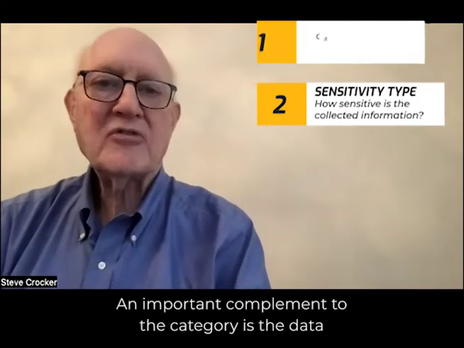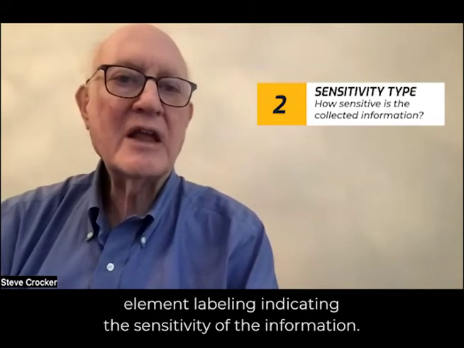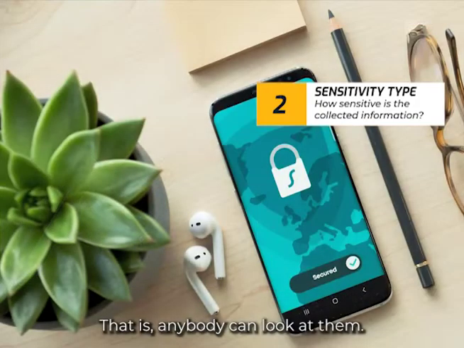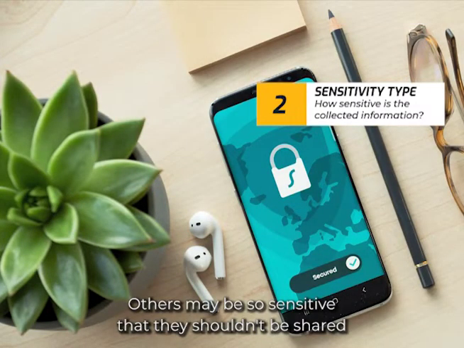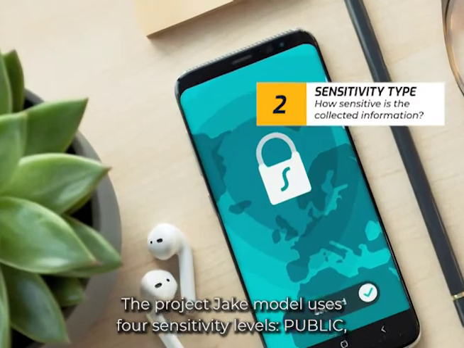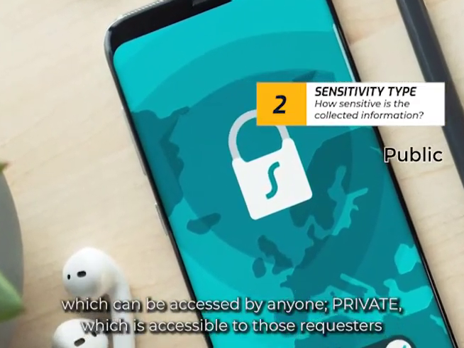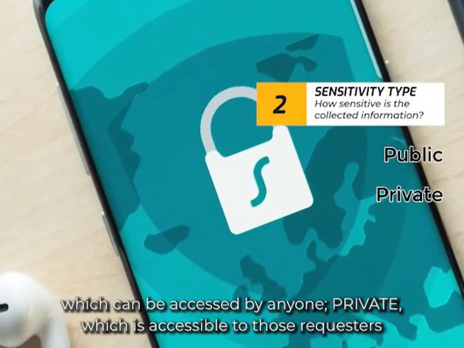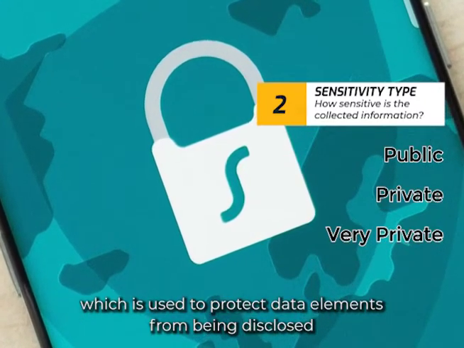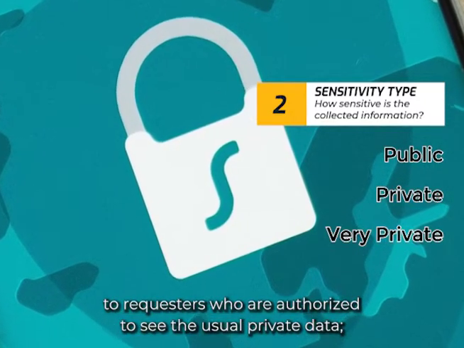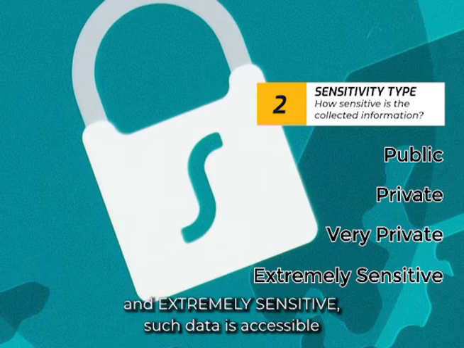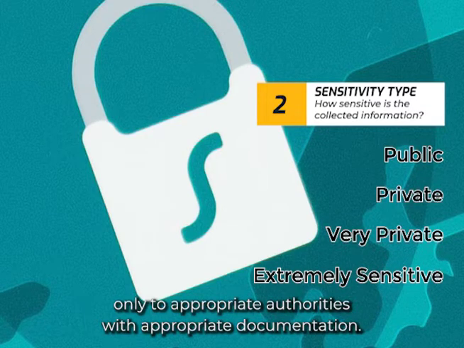An important complement to the category is the data element labeling indicating the sensitivity of the information. Some data elements may be publicly available, that is, anybody can look at them. Others may be so sensitive that they shouldn't be shared except under very controlled circumstances. The Project Jake model uses 4 sensitivity levels: public, which can be accessed by anyone; private, which is accessible to those requesters authorized to see private data; very private, which is used to protect data elements from being disclosed to requesters who are authorized to see the usual private data; and extremely sensitive. Such data is accessible only to appropriate authorities with appropriate documentation.